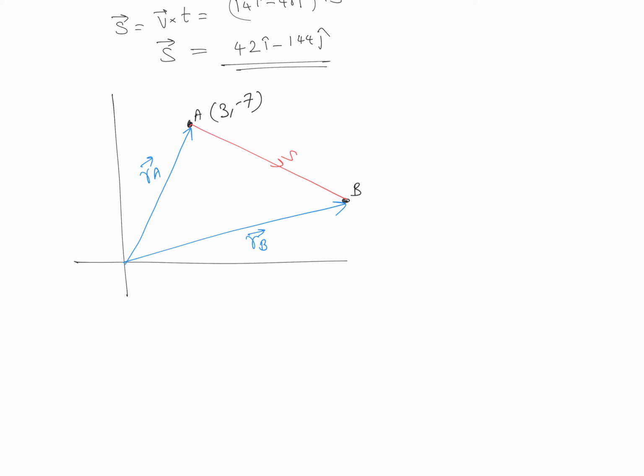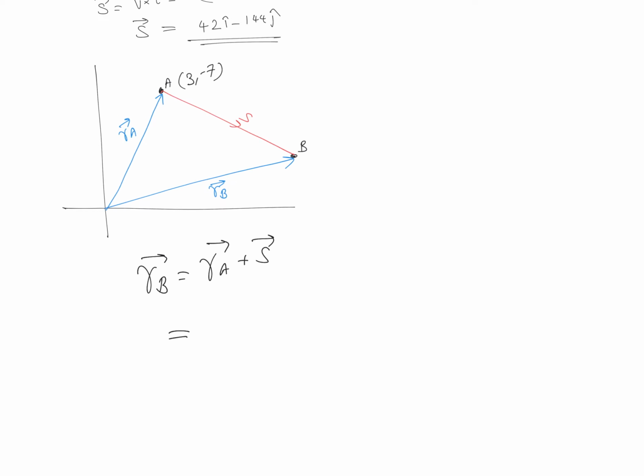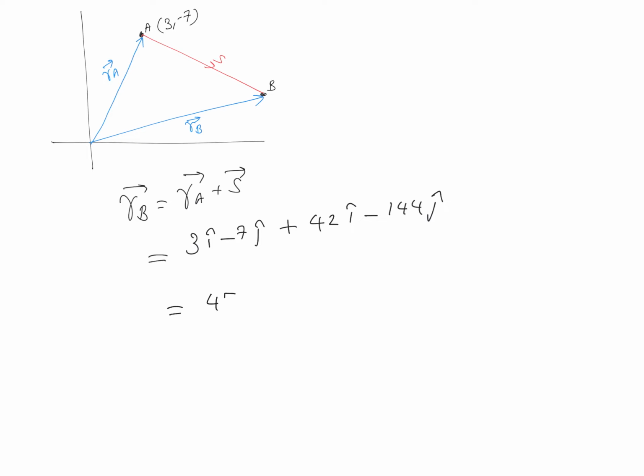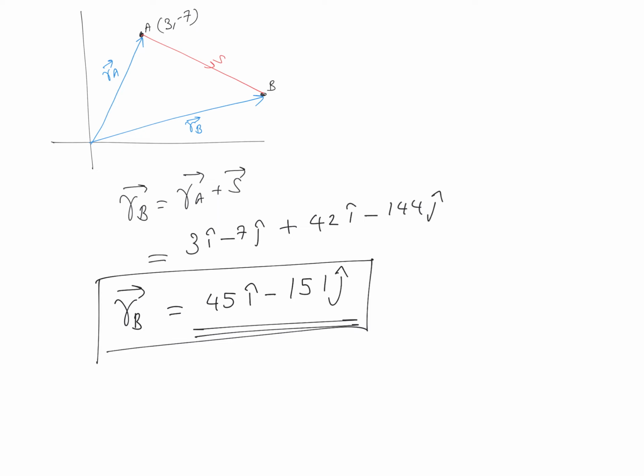From the vector addition principle, you can observe that RA vector plus S vector is equal to RB vector. So you can write RB vector is equal to RA vector plus S vector. Now what is RA vector? The coordinate of point A is given, so you can write 3i cap minus 7j cap is RA vector, plus our displacement vector, which is 42i cap minus 144j cap. Now 42 plus 3 is 45i cap, and minus 144 minus 7 is equal to minus 151j cap. So this is our final position vector, or we can take it as our RB vector.